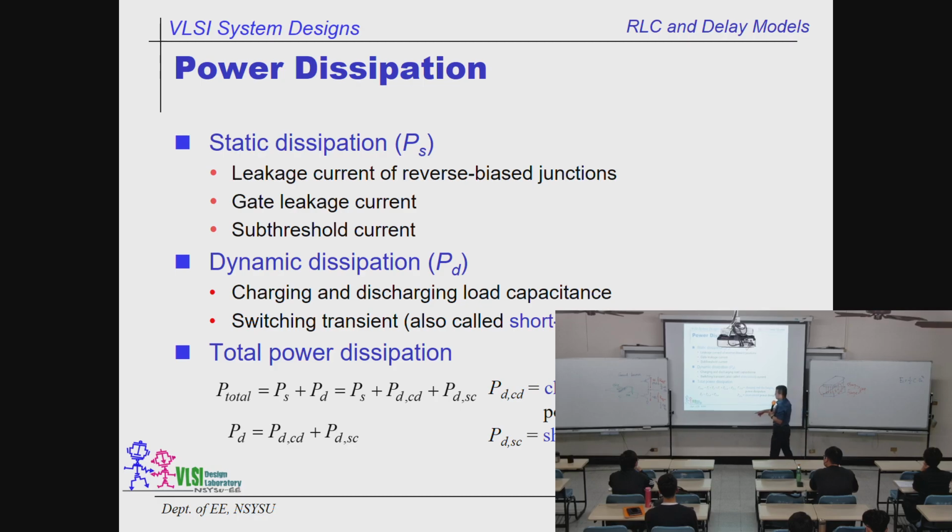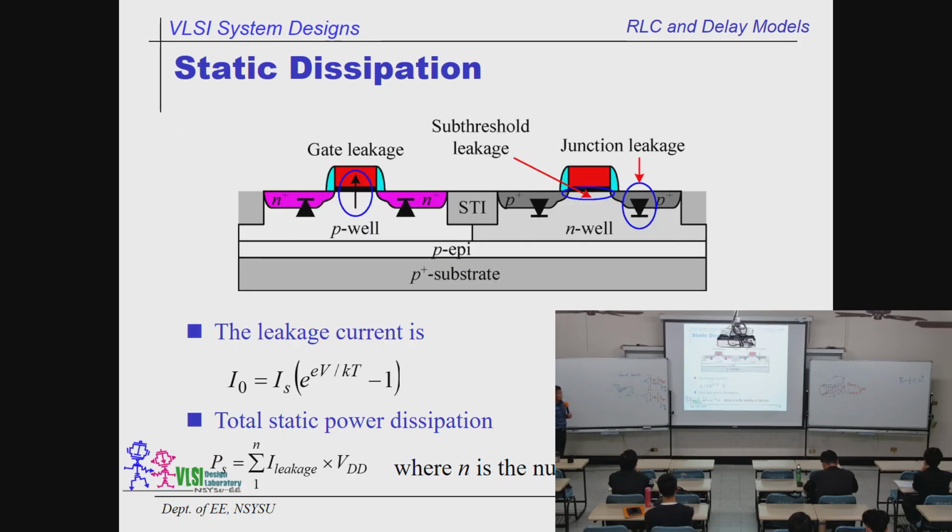So basically, the overall power dissipation is composed of these 2 terms, static and dynamic. Okay, dynamic is about 2 parts, charging, discharging, and the short circuit currents. If you want to make a comparison of these 2, this one is much bigger. Okay, this figure is directly copied from the textbook.